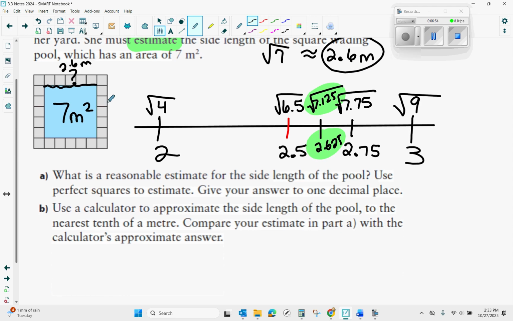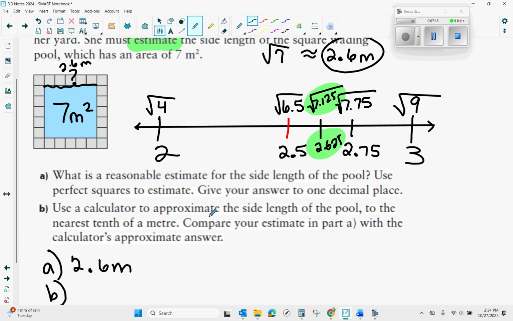Okay, it's a lot of work to estimate with a number line. But that's part of the outcome. So we do have to spend our time demonstrating our number sense. There's a lot of knowledge that you must have to be able to do a question like that, which is good. So my answer for A is 2.6 meters.